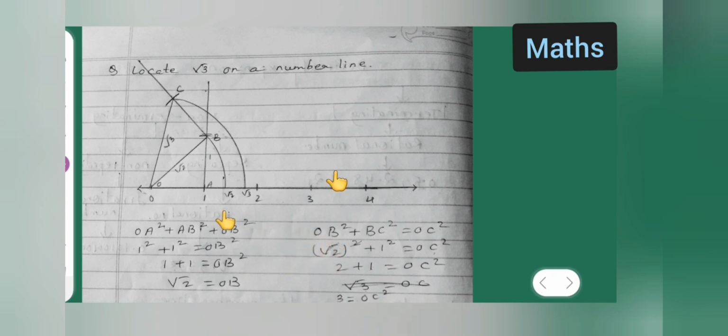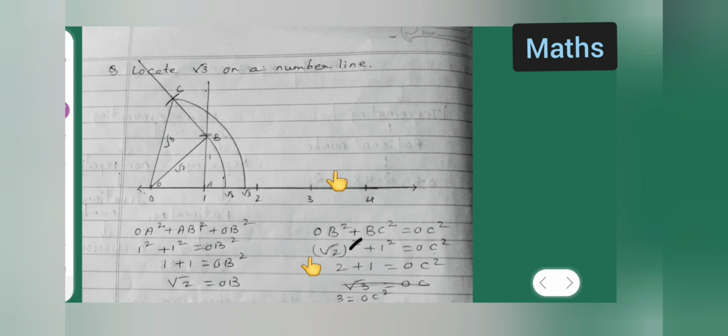Now we are doing OB square plus BC square is equal to OC square. This is what we need to find out. Now what is OB? OB is root 2. So plug root 2 over here, it is squared, plus BC is 1 unit, is equal to OC, which we need to find out.